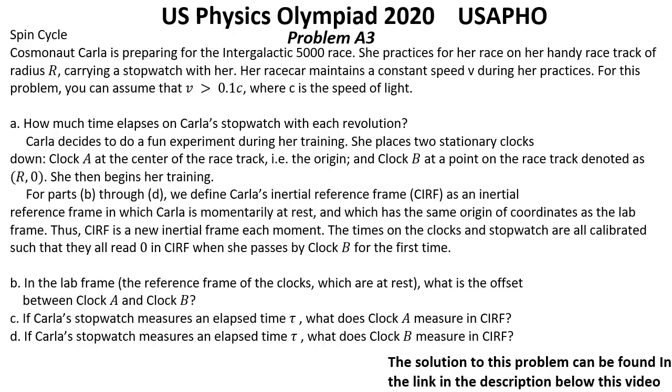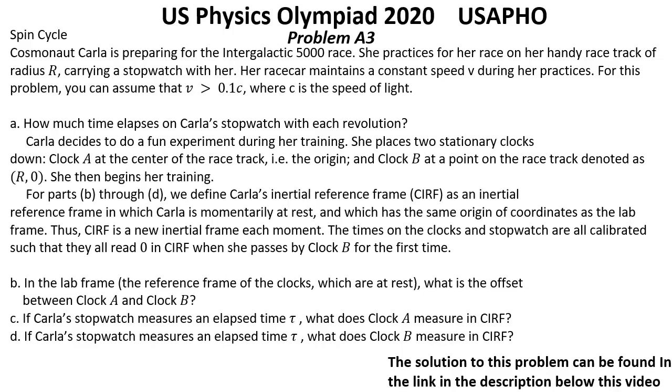Clara decides to do a fun experiment during her training. She places two stationary clocks down, clock A at the center of the racetrack, i.e. the origin, and clock B at a point on the racetrack, denoted as R0. She then begins her training.